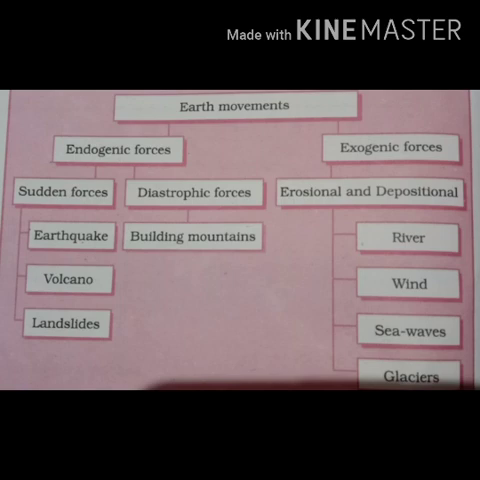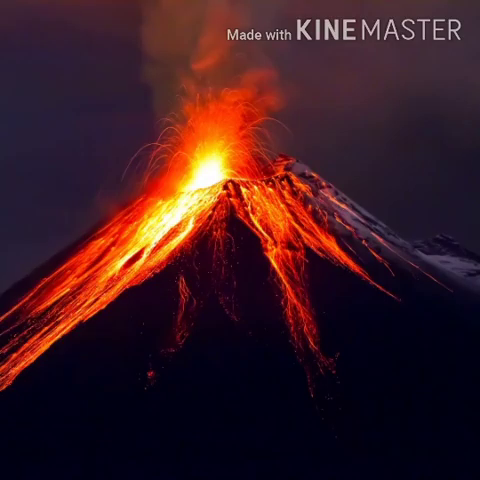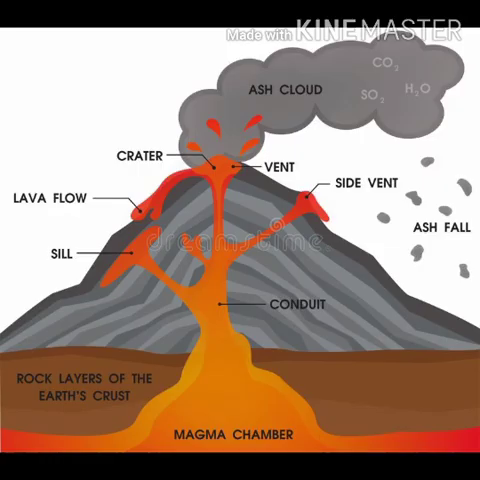First we will discuss endogenic forces. Endogenic forces sometimes produce sudden movements and at other times produce slow movements. Sudden movements like earthquakes and volcanoes cause mass destruction over the surface of the earth. What is a volcano? A volcano is a vent or opening in the earth's crust through which molten material erupts suddenly.